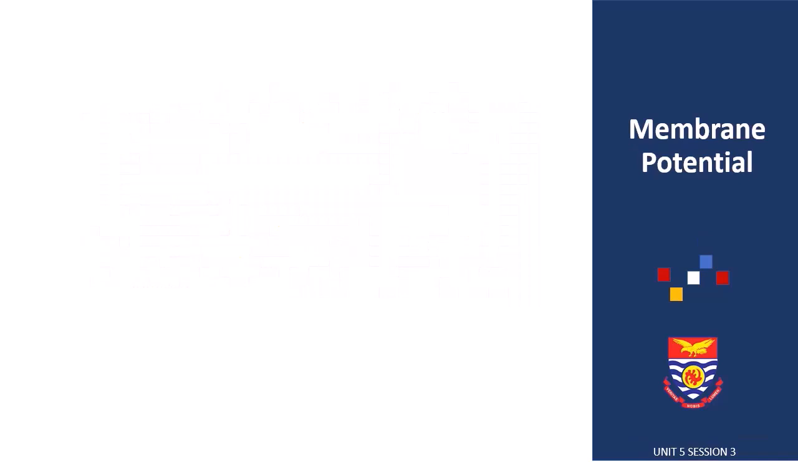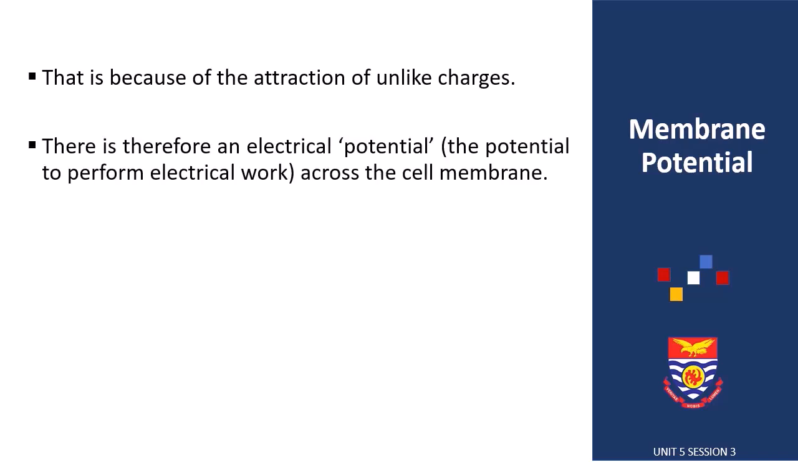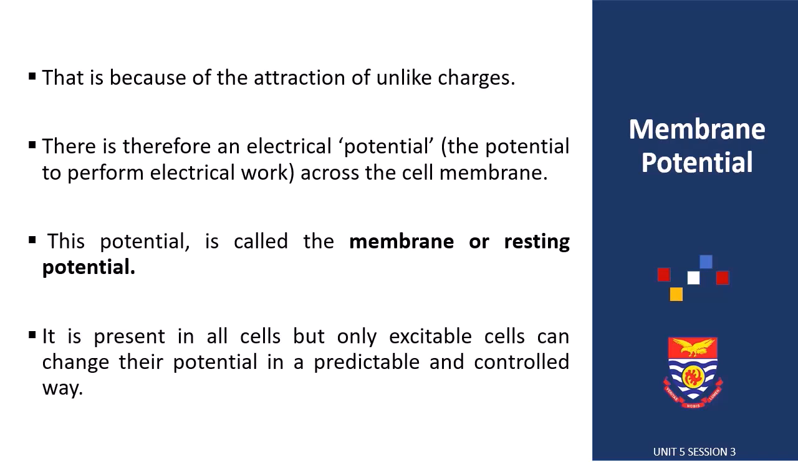We say that the membrane is polarized because there's attraction of unlike charges, and there is the generation of electrical potential across the cell membrane. This potential is also referred to as membrane or resting potential, and it's present in all cells. However, excitable cells are able to change their potential in a predictable and controlled manner.